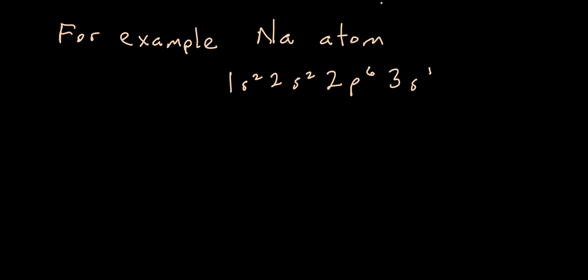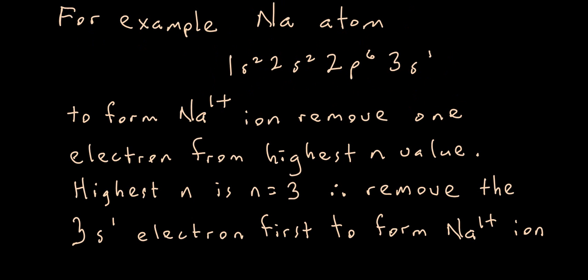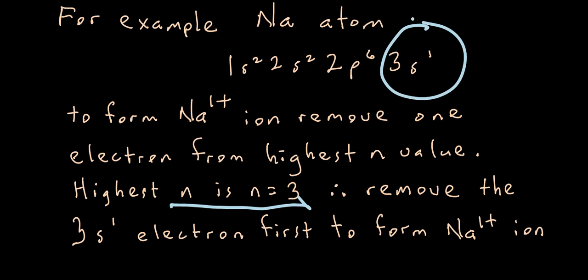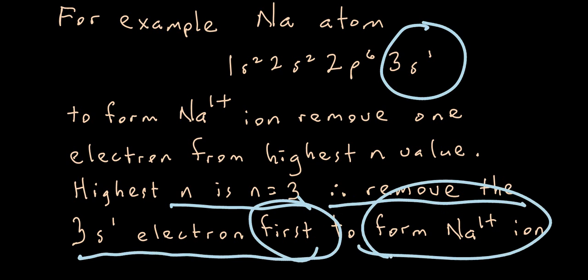For example, let's say we wanted to make a positive ion out of the Na atom. The sodium atom's electron configuration is 1s2, 2s2, 2p6, 3s1. We want to identify our highest n value or energy level for any of our electrons. To form the Na+ ion, we'll remove one electron from the highest n value. In this circumstance, the highest n value is n equals 3, right up here, the 3s1 electron. Therefore, we're going to remove the 3s1 electron first to form the Na+ ion.